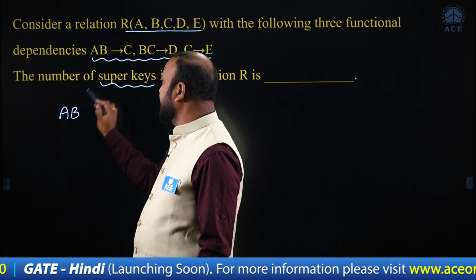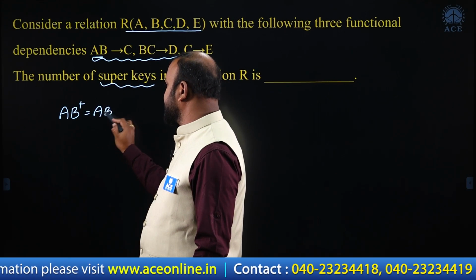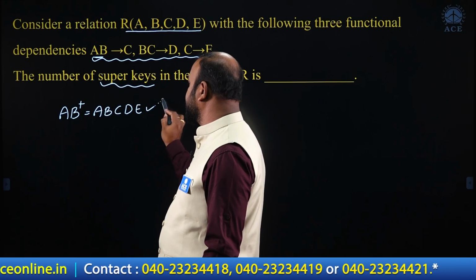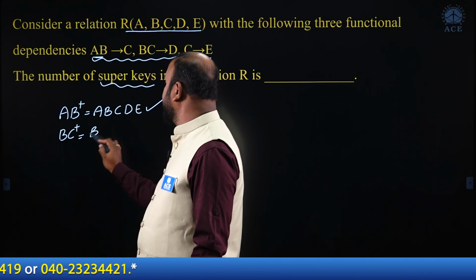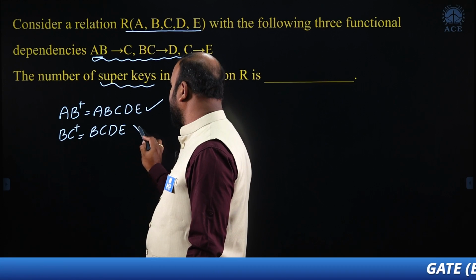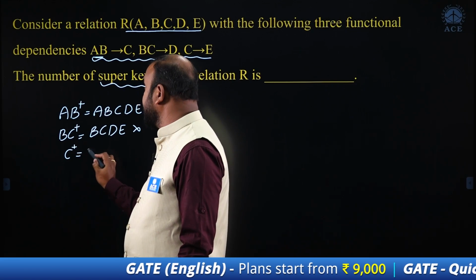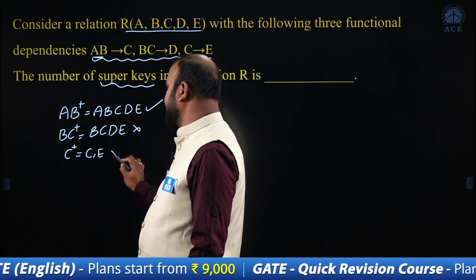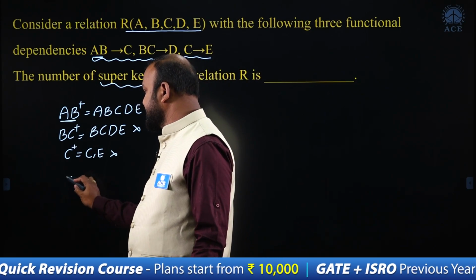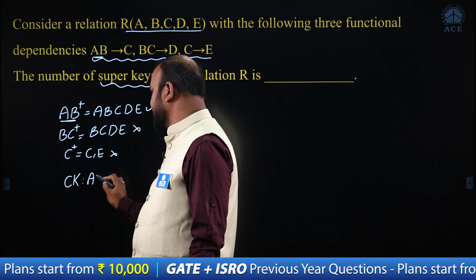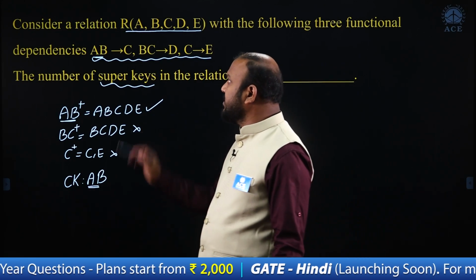When I take the closure of the left hand side AB of the dependency AB to C, I am going to get all the attributes A, B, C, D, E, all attributes. When I take BC closure, I am going to get B, C, D, E, not all attributes. So, BC is not going to be a key for the relation. When I take closure for C, C and E, I am going to get it, but not all attributes. So, C is not a key. Because AB closure contains all the attributes, then I can call AB a candidate key for the relation. If AB is a candidate key for the relation, AB are called prime attributes.